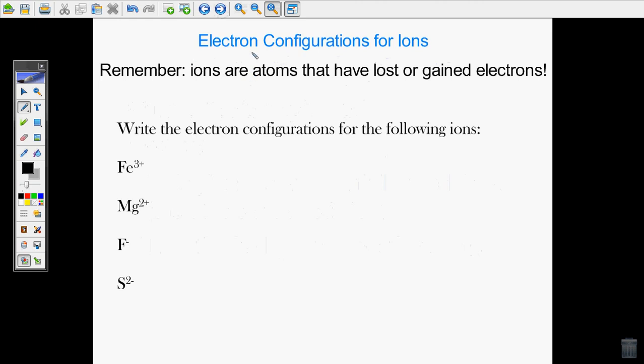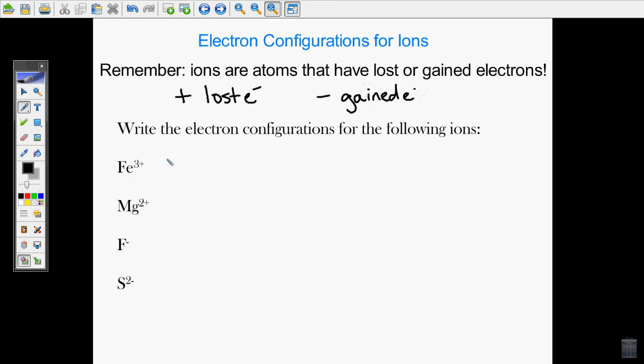Okay, so when we do electron configurations for ions, just remember that ions are atoms that have lost or gained electrons. So if you have a positive ion, a cation, it has lost electrons because electrons are negative. And if you have an anion, a negative ion, that means you have gained electrons.